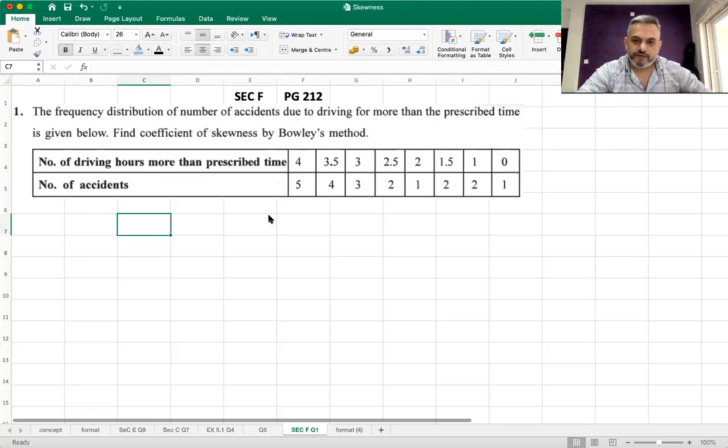Now over here, if you see, the data is in descending order. So 4, 3.5, 3, 2.5, 1.5, 1 and 0. Now if it is descending, we have to first make it ascending because we have to find quartile Q1, Q2, that is median, and Q3. So first we have to arrange it in ascending order. So I'll write over here xi.